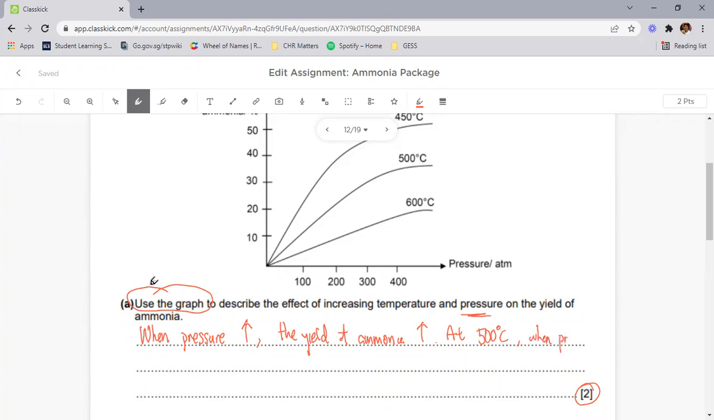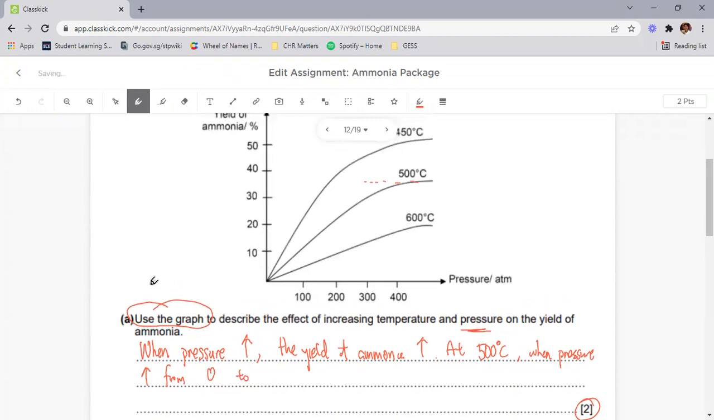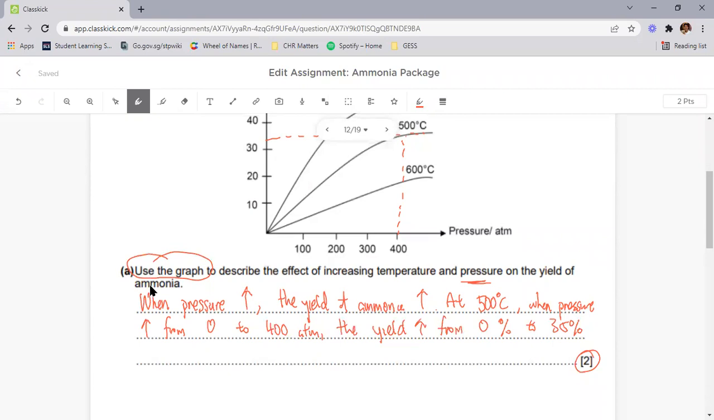When pressure increases from zero to, let's see the value here. So this is about 35. Sorry, so zero to 400 atm, okay, when the pressure is increased from 0 to 400 atm, the yield increases from 0% to 35%. Okay, so this is how you describe for the pressure.